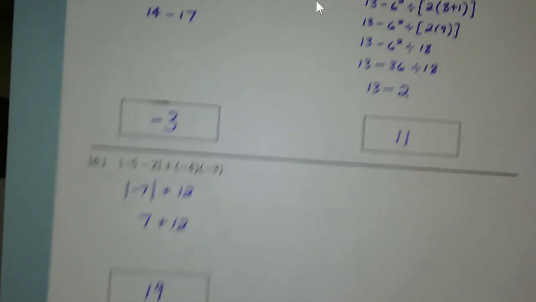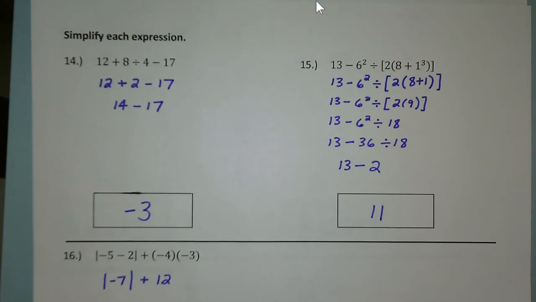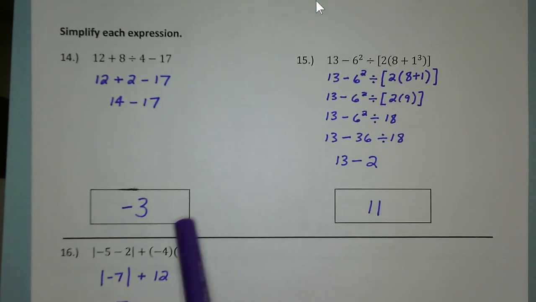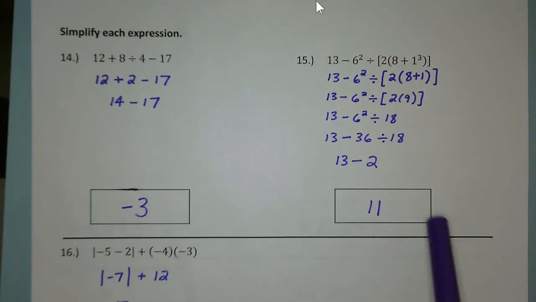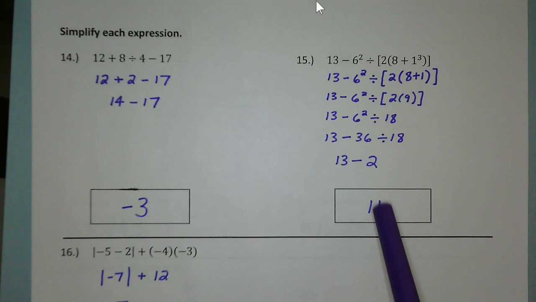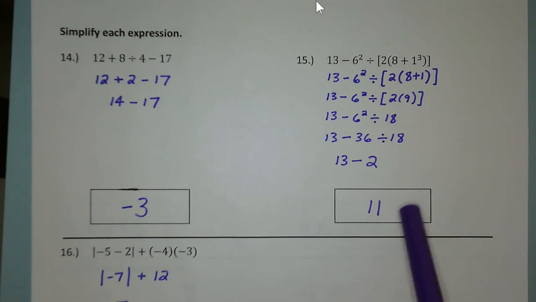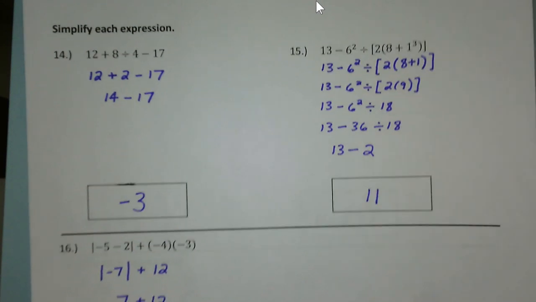Again, I'm not going to reteach all of this, but what you should have got for number 14 was -3. I believe what you should have got for number 15 is 11. Hey, correct me if I'm wrong, for bonus points if you disagree.